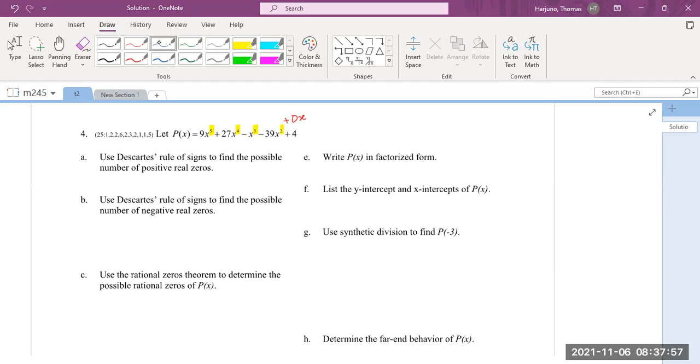The possible number of positive zeros will depend on the number of times the sign changes, the number of variations of signs. Positive becomes positive, positive becomes negative: one time there. Negative becomes negative: there's no change there. Negative becomes positive: there's one change there. It means there are two or no positive zeros.